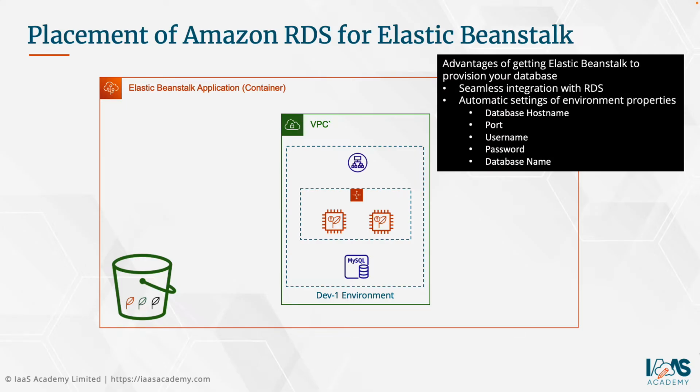So for example, Elastic Beanstalk is seamlessly integrated with RDS. And that also means that the settings for your environmental properties, the settings to connect to your database, are automatically set. So the environmental properties comprising of the database hostname, the port number, the username, the password, and the database name are all set for you and ready to go. And then you just need to test your application and make sure that it connects to the database. But with this integration in place, it's very seamless. Your application and your database are all part of that environment.